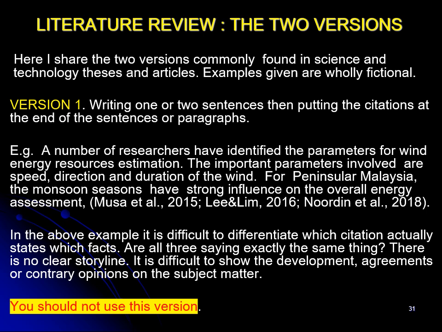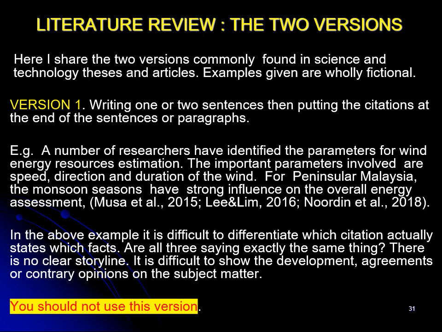Are the 3 citations saying exactly the same thing? All these 3 sentences are said by all the 3, or maybe some say something part of it, and the other one says all of it. So we are not sure. From here we cannot see the relationship, the differences, the agreement, disagreements between them.